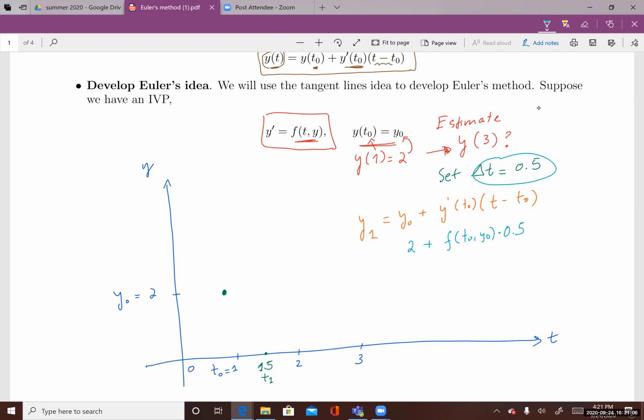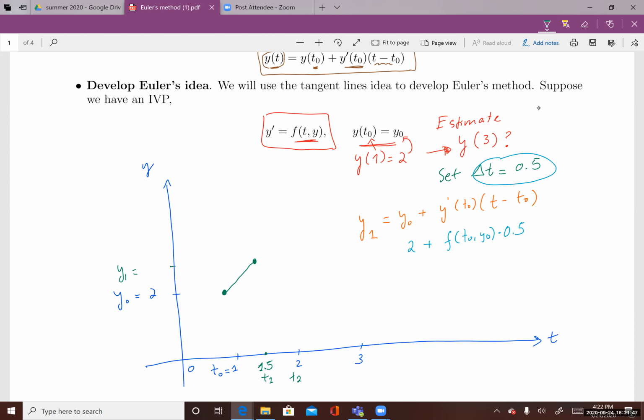Okay, so I found my y1. I have all the information here. Then I just plug it into this equation to find y1. So go to the next step. y1 is here. Now, how can you go to the next step to, let's say, y2? So my next step will be estimating the y value when t equals to 2. This is y2. I'm using the same formula.